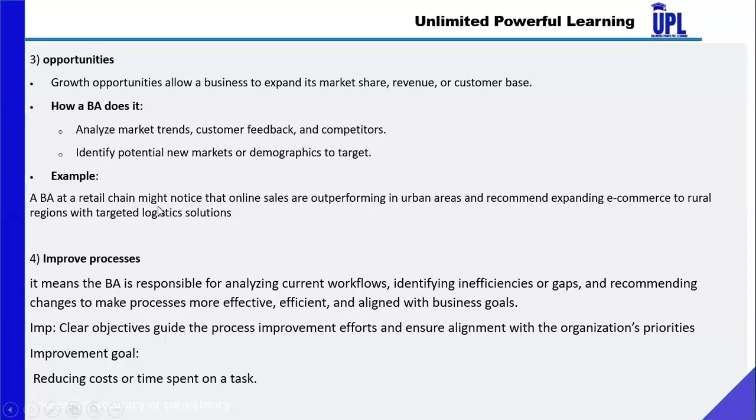For example, if we take a retail chain, it might notice that the online sales are outperforming in the urban areas, and recommend expanding e-commerce to the rural regions with targeted logistic solutions. If you consider that some e-commerce is going well in an urban area, you can expand the same thing in the rural areas also. That is what checking for the opportunities means: searching for the opportunities, expanding, and analyzing the market over there.